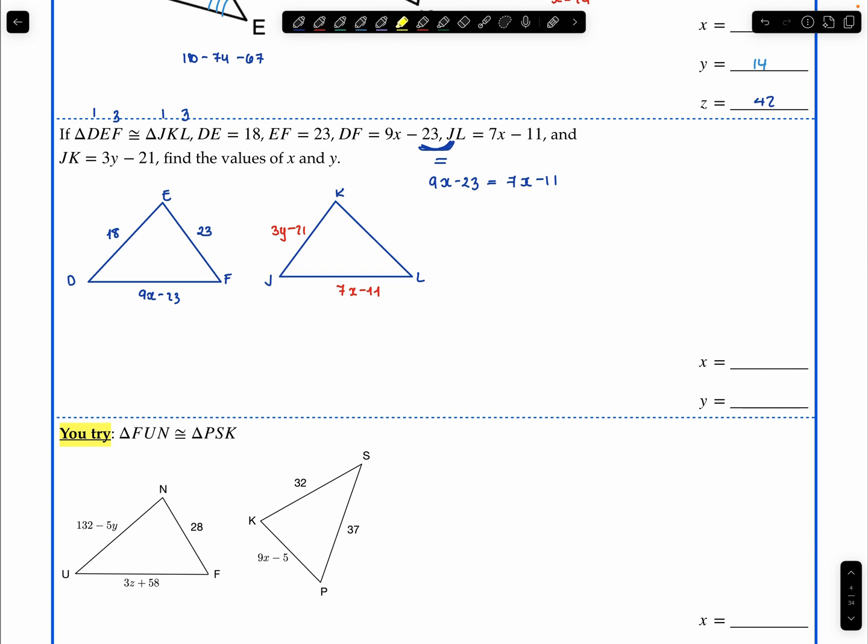Now hopefully it's obvious that this part matches that one because they're both on the left, and then this part here matches that one there because they're both on the bottom. So either way, you should get this as one of your equations. 2x equals what, 12? So x equals 6. The second equation is 3y minus 21 equals 18. 3y equals 39, so y equals 13 for this question here.